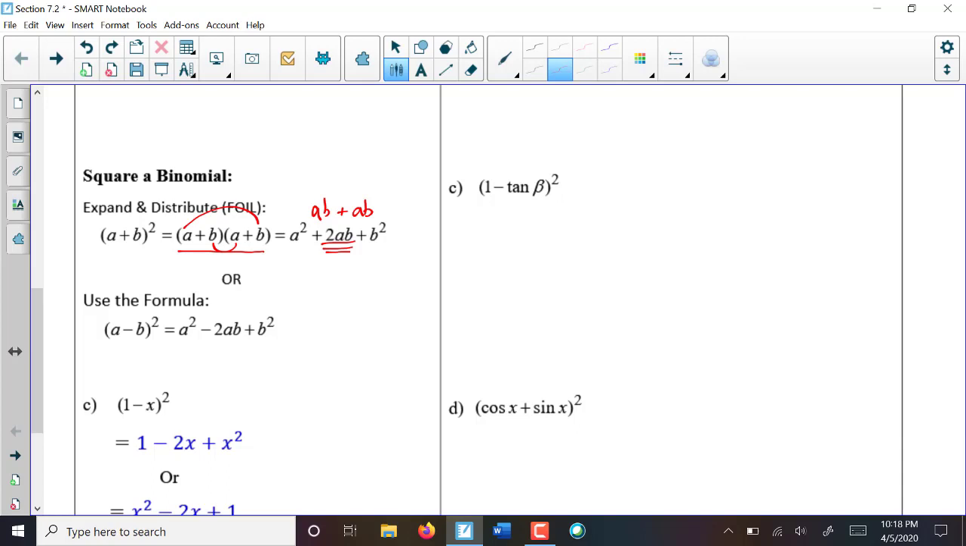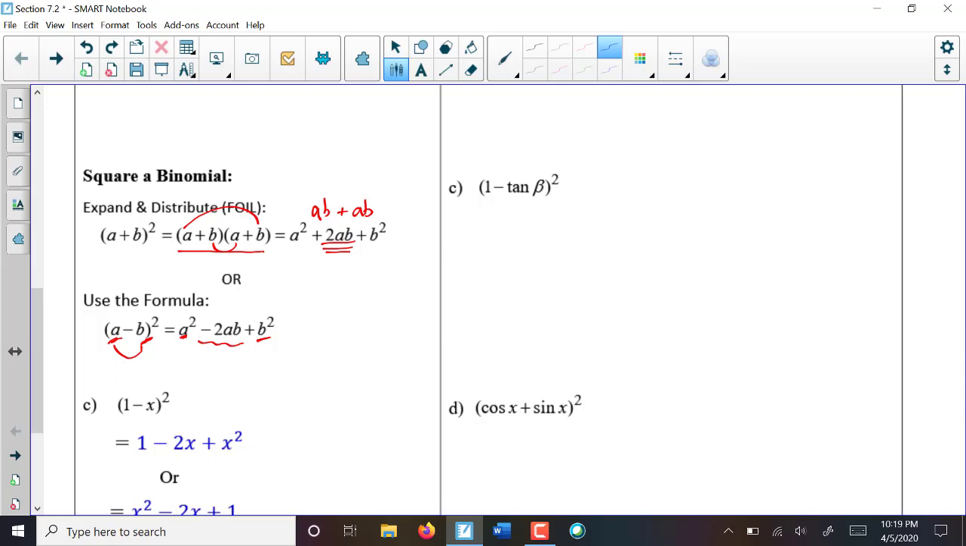Or you can use the formula, which I call the shortcut, which is basically just square the first term, square the last term. Both of those are always positive. And to get the middle term, you take the first times the second, A times B, and you double it. So it doesn't matter which method you use to me as long as you can come up with that perfect square trinomial. Okay, remember that's what we call it. So I'll do one way and do the other one the other way.